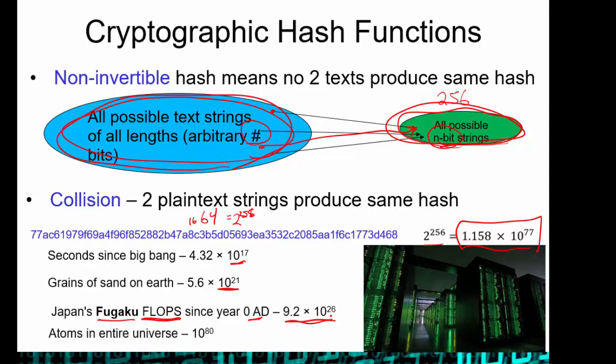And in fact, the only way we can get close, if we look at what some astronomers are estimating, the number of atoms in the entire universe, they think that might be around 10 to the 80, and that's about the number of different 256-bit hashes. And that's why this is sort of the standard that's being used right now.